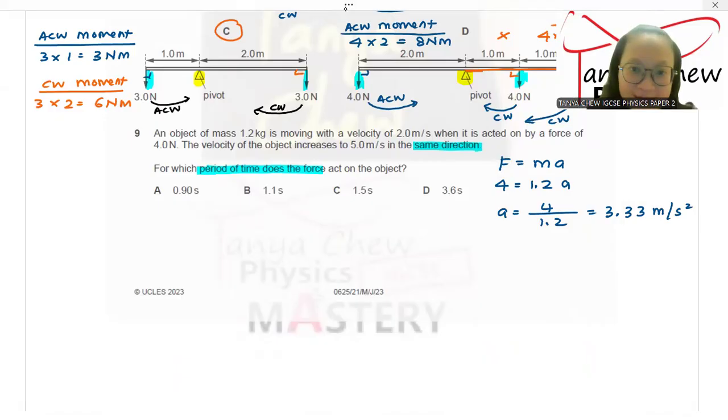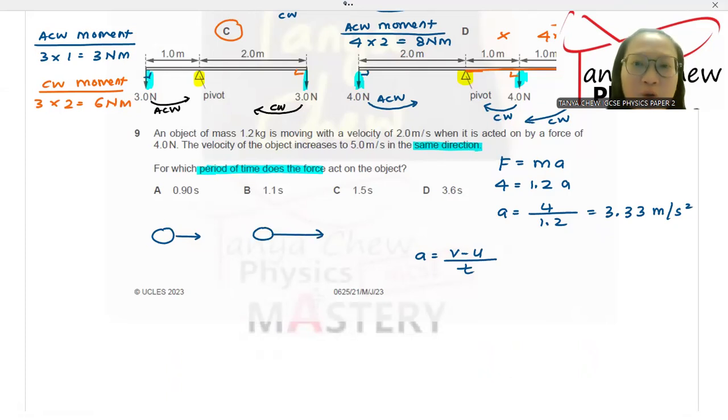From the definition of acceleration, if you still remember, acceleration is defined as the rate of change of velocity. Since the object is just moving faster in the same direction, let's say this is an object moving, and after that it is going to move even faster: 5 meters per second, 2 meters per second. Since the velocities are acting in the same direction, no worries.